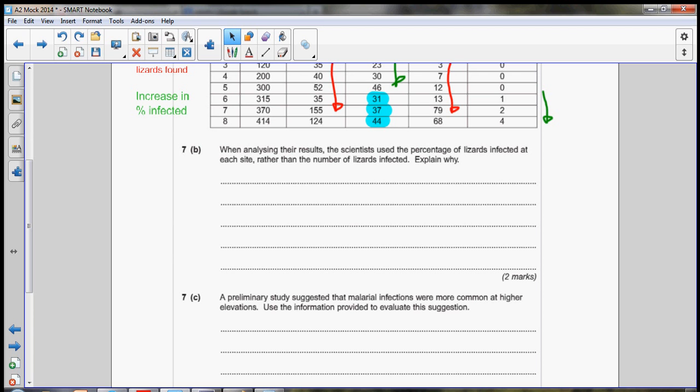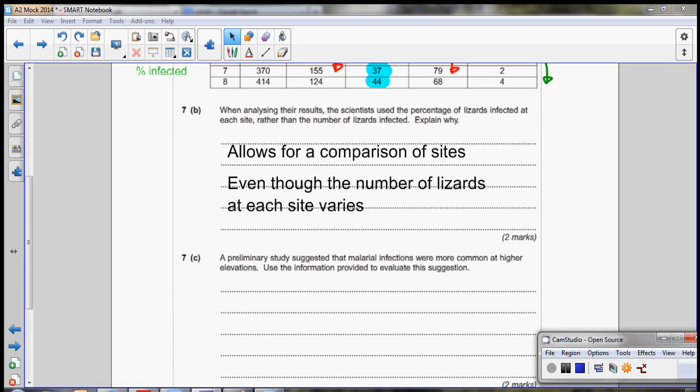That wouldn't be possible if we just looked at the number of infected lizards. It's only fair if we use the percentage of infected lizards, because a large group will have more infected lizards in general than a smaller group. If we use percentages though, we can compare those populations of lizards at different sites fairly. So the answer I've put there is that by using a percentage it allows for a comparison of the different sites, even though the number of lizards at each site may vary.